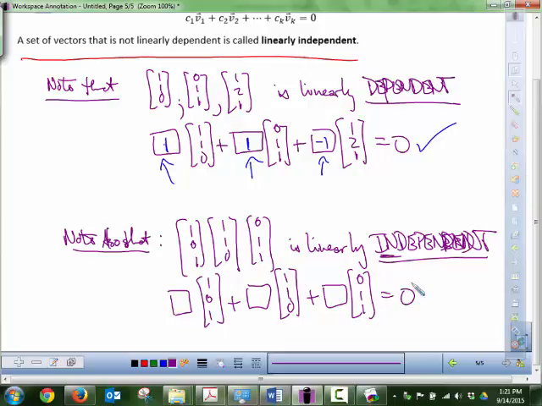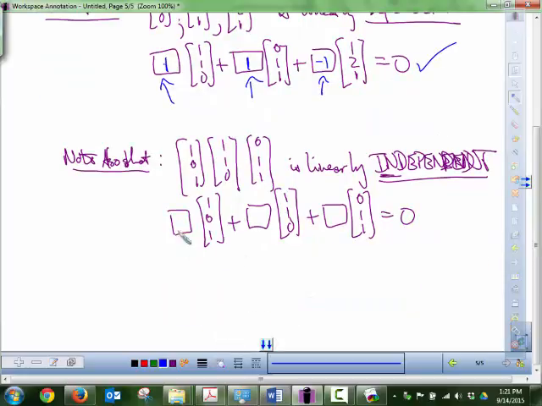So the question for you is, can I find three numbers that are not equal to 0 so that this would be equal to 0? We can make some guesses, we can throw some guesses out there. But what we can do instead is, what if we make a system out of this? Shall we make a system out of this?